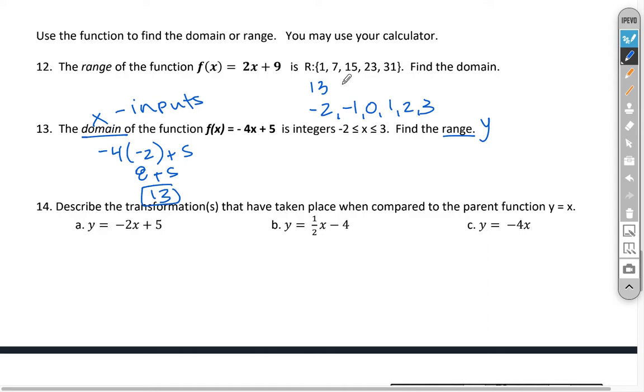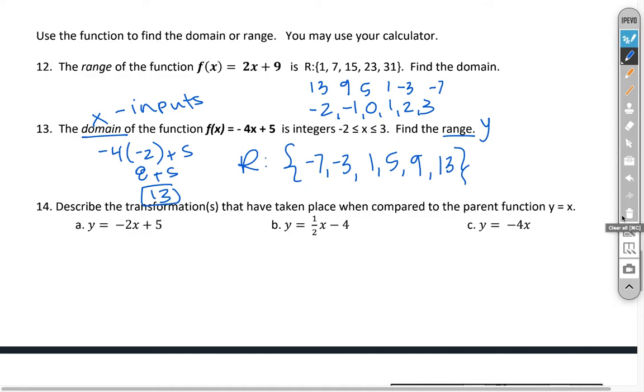For -1, we should get 9. For 0, you should have 5. For 1, you should have 1. For 2, you should have -3. And for 3, you should have -7. So make sure you label your range and include it in brackets and list it in order from least to greatest. So you've got -7, -3, 1, 5, 9, and 13.